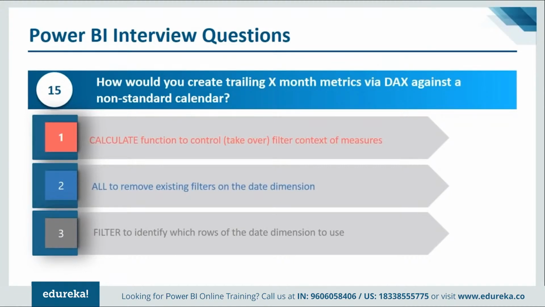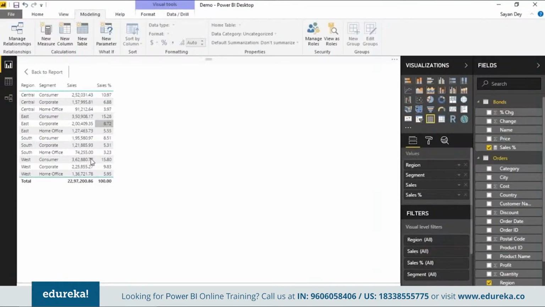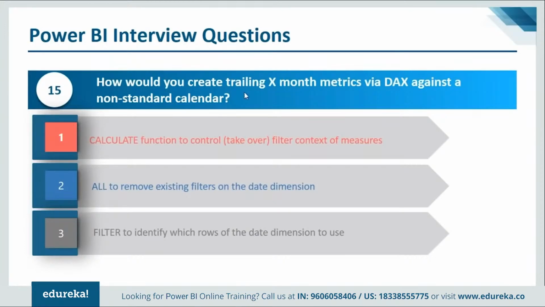Okay, this is one use case I mentioned, but you can obviously use CALCULATE to create trailing X month metrics via DAX, for instance for a non-standard calendar. And you can see what we are doing here as a second step is we are using ALL again to remove existing filters. Remember the concept of ALL is you're still applying the filter context, but the only difference is that in ALL you're removing all the filters.